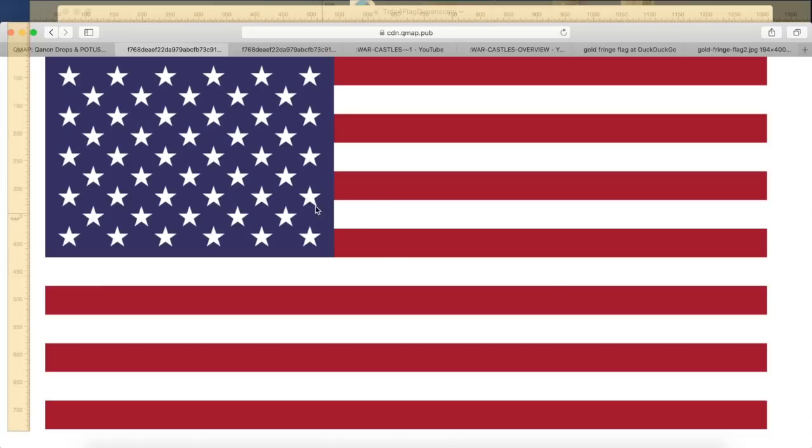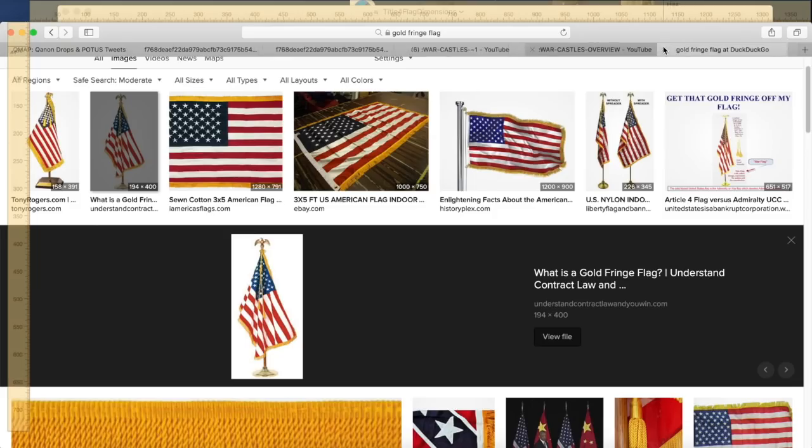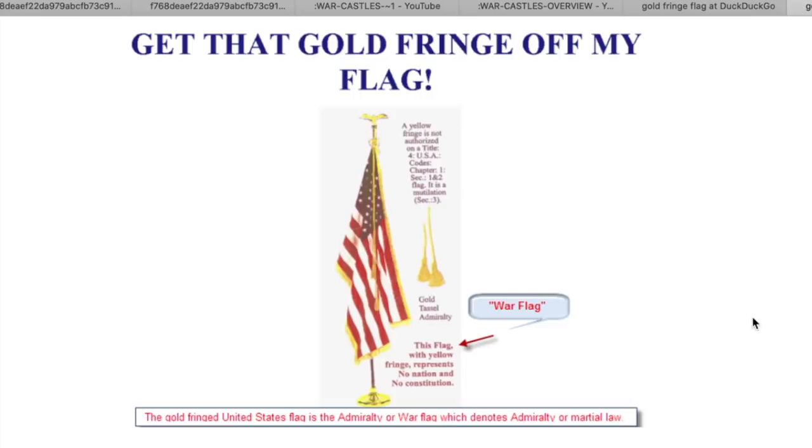I immediately noticed that there was something special about this flag. It does not have the gold fringes on it. This is a bullshit flag. Anyway, if you don't know about the gold fringe flag, it is, let's see here. Get that gold fringe off my flag.